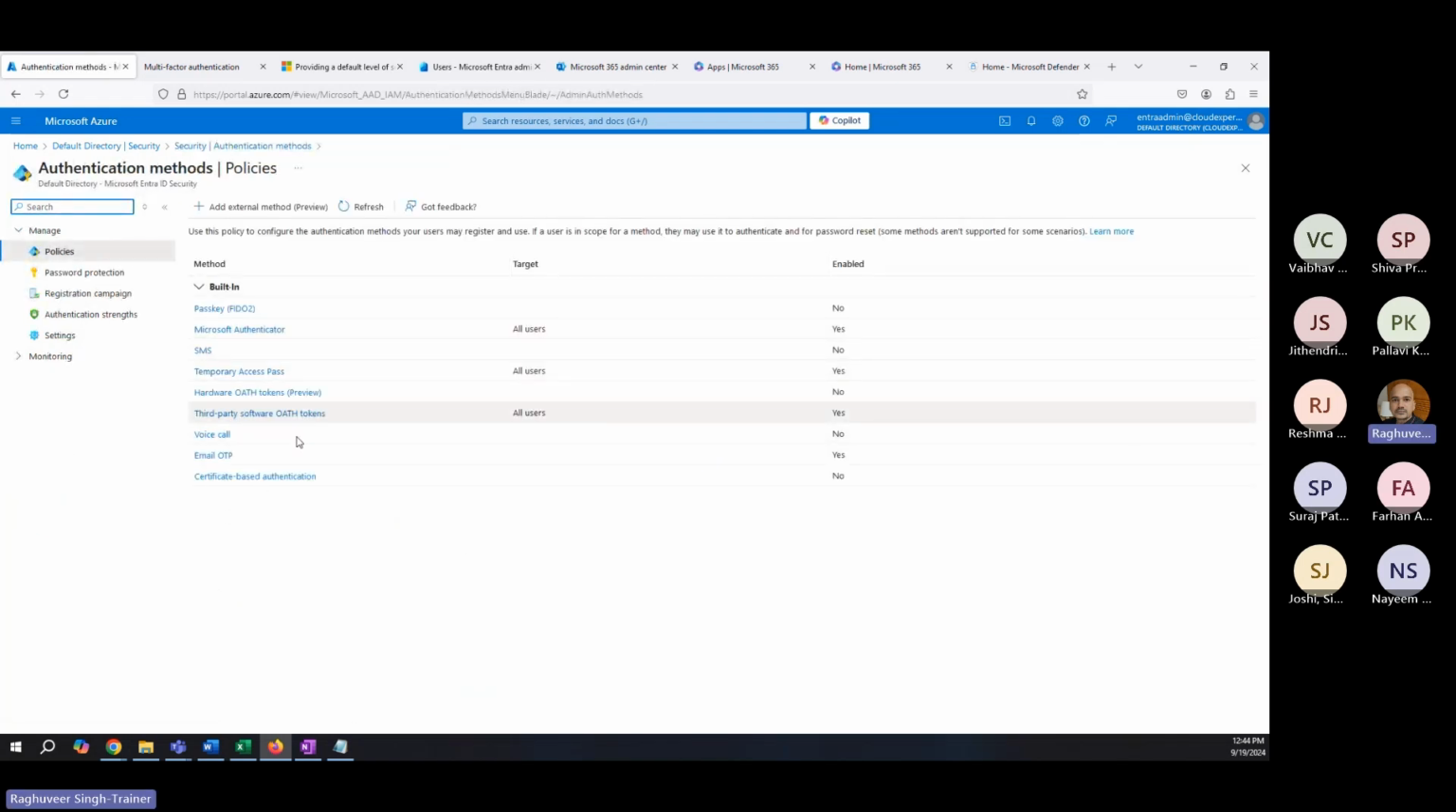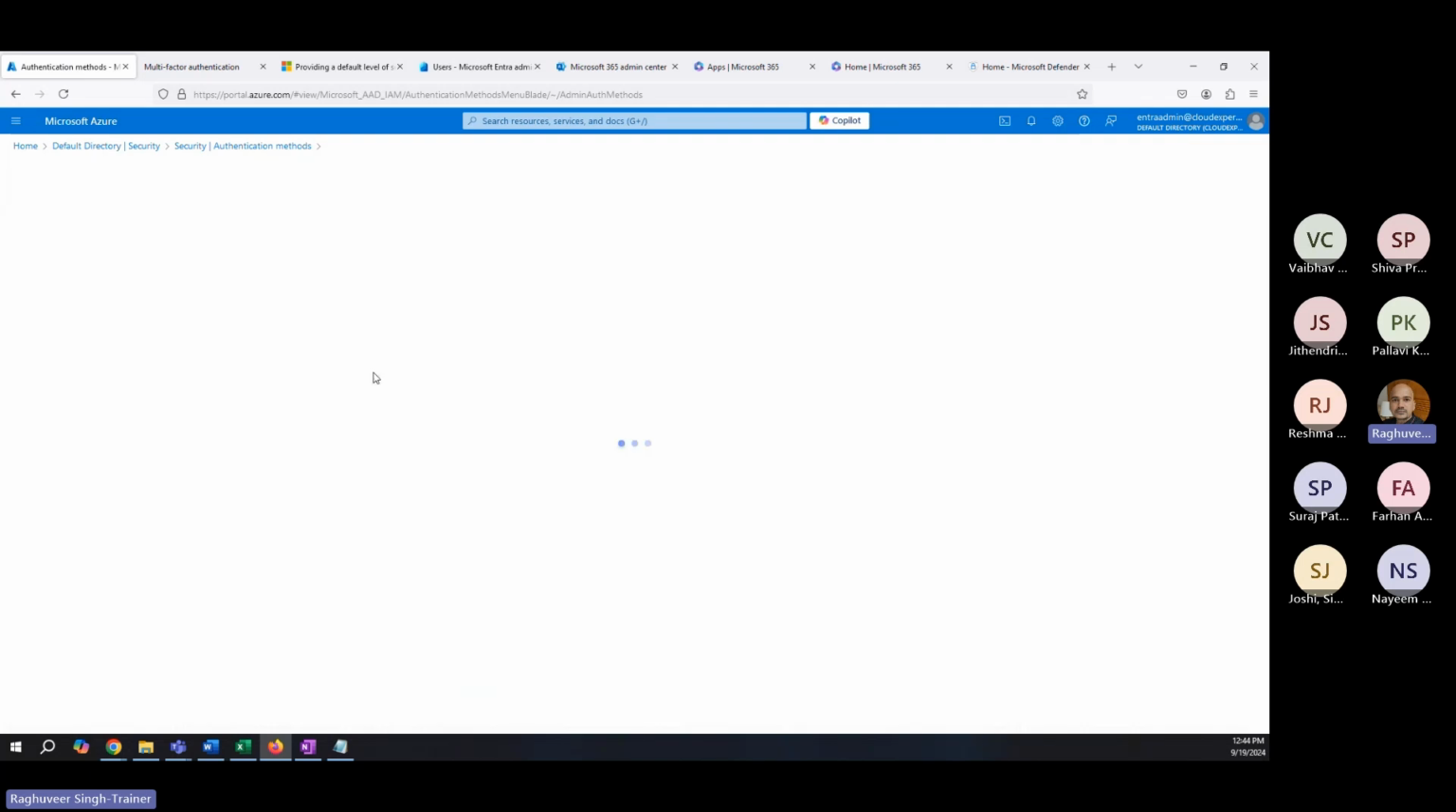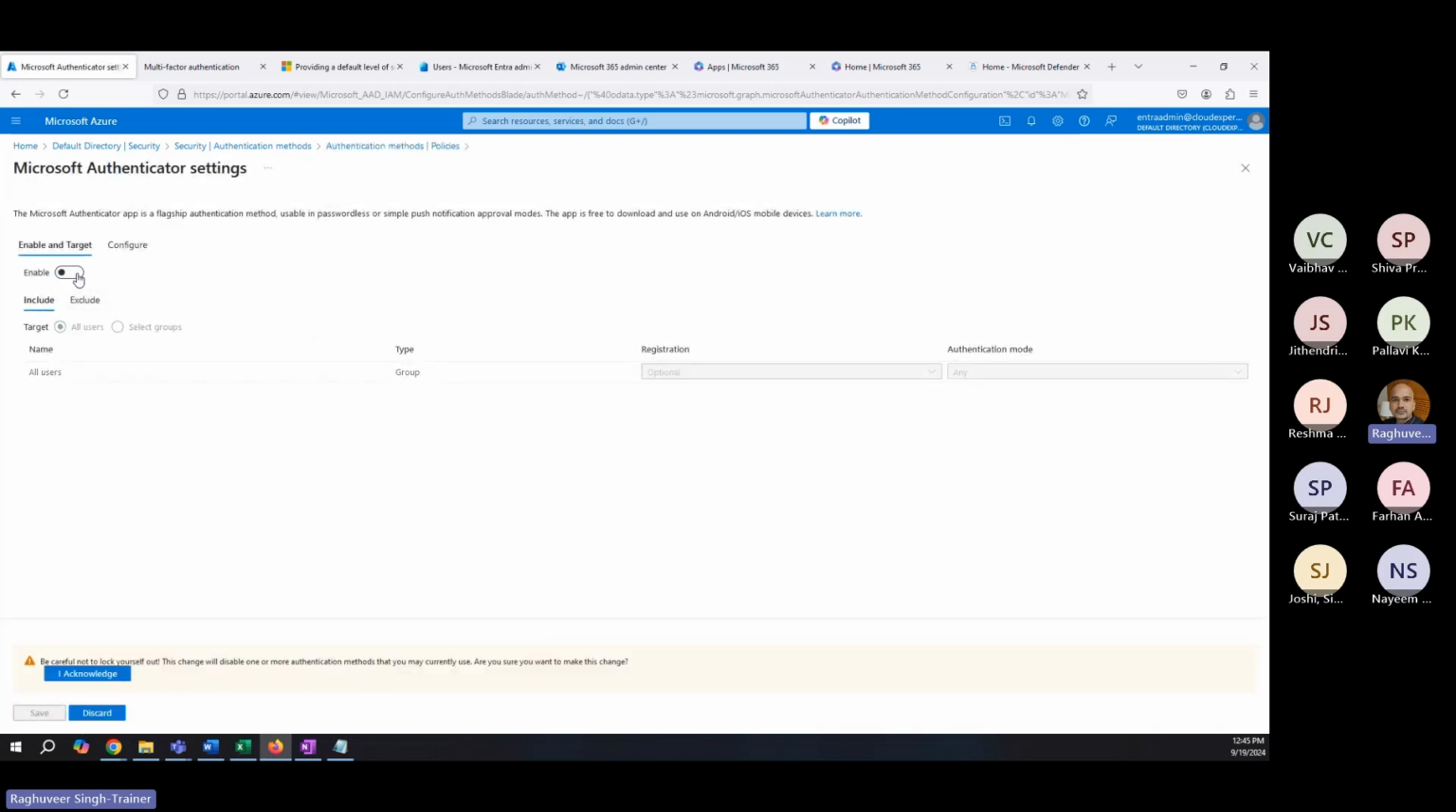So these are the authentication methods that you see. I have passkey, which is a hardware FIDO security key. I have Microsoft Authenticator. I have SMS, temporary access pass, hardware-based OAuth tokens, third-party software tokens, video call, voice call, email OTP, and certificate-based authentication. So these are the authentication methods that I will first need to configure for my tenant. For example, you can see I have Microsoft Authenticator configured as an authentication method. How do I configure it? Just click on any of the methods and you just need to enable or disable it.